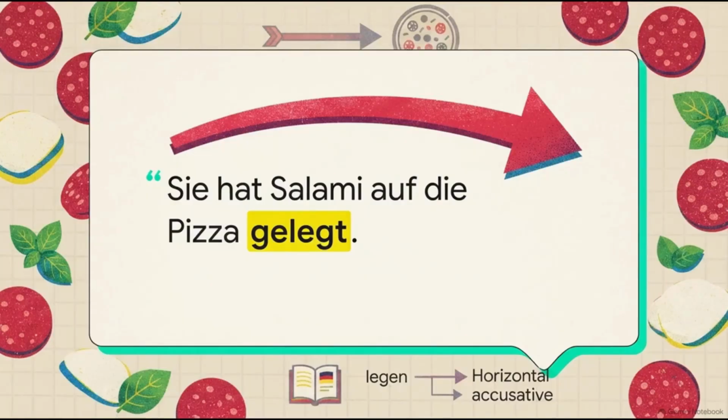Here, we use the past participle of legen, which is gelegt, because it's a horizontal action. And since it is an action with a destination, we use the accusative case, auf die Pizza. Sie hat Salami auf die Pizza gelegt. Can't go wrong with some delicious horizontal action.